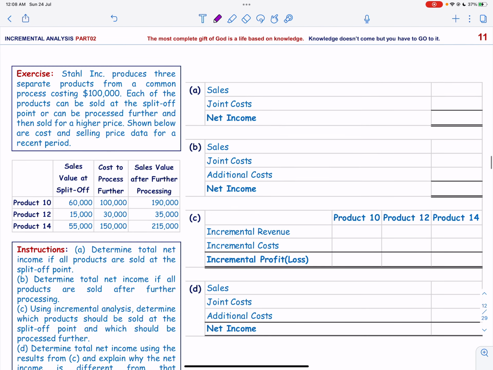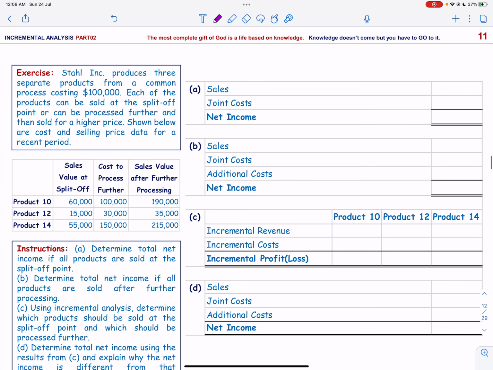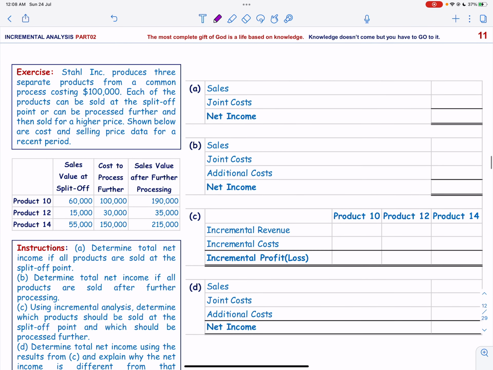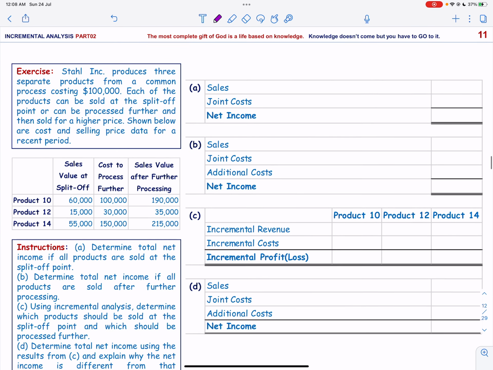Stahl Inc. produces 3 separate products from a common process costing 100,000. Each of the products can be sold at a split off point or can be processed further and then sold for a higher price. Shown below are cost and selling price data for a recent period. Sales value at split off, this is the sales value, and we have 3 products. And the cost to process further is given over here. Sales value after further processing is given here.